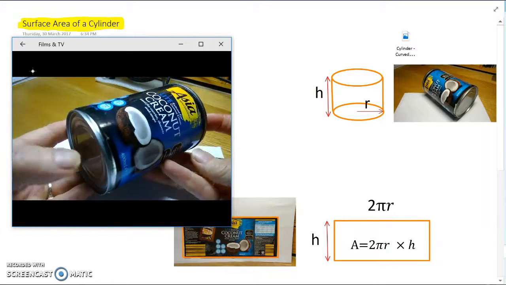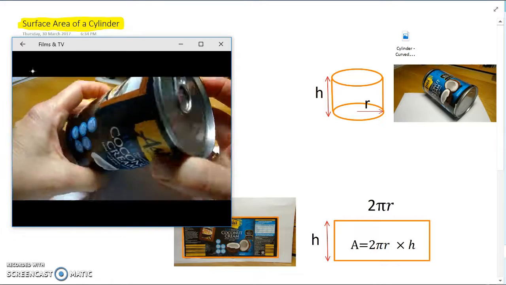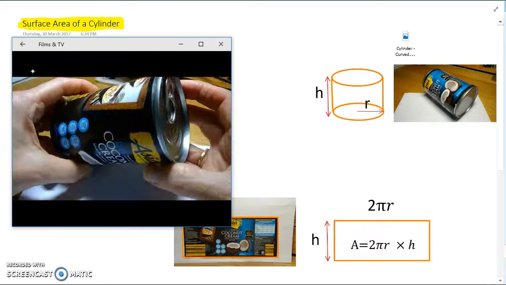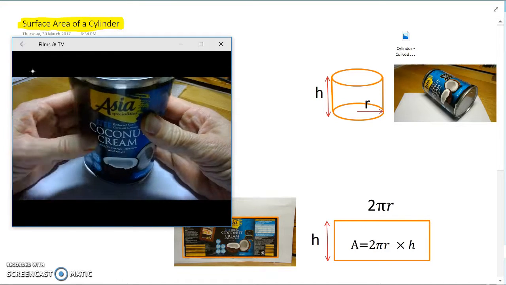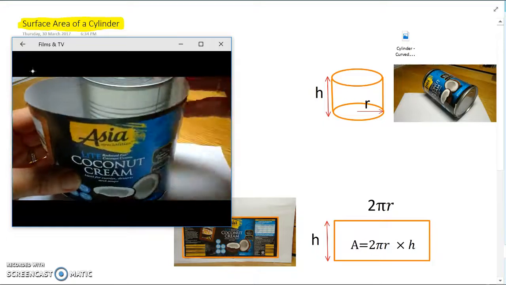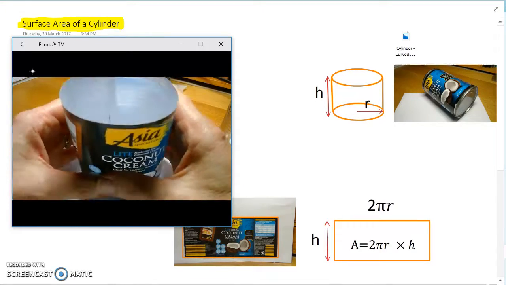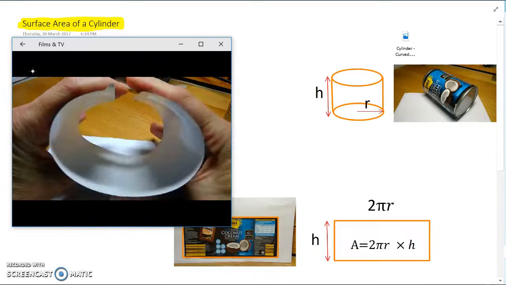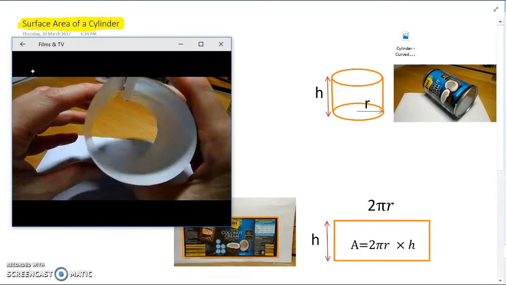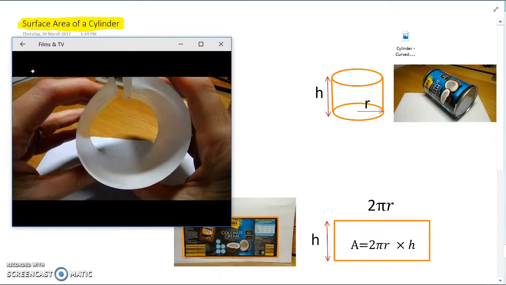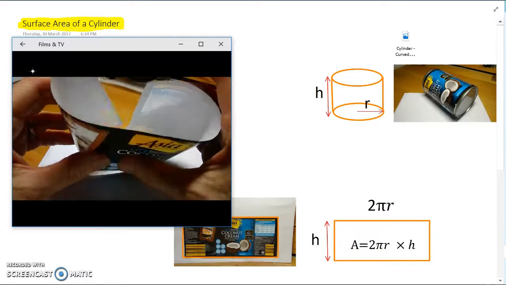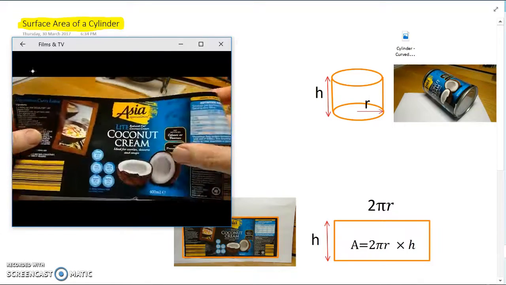see the bottom shape is a circle, and so is the top shape. They're both circles, but what's this shape for the label that goes around it? So let's pull it off. Put the can aside and let's have a look at it. Sure, it was wrapped around the cylinder, so it actually forms a circle. But when I flatten it out, let's see what shape it is.